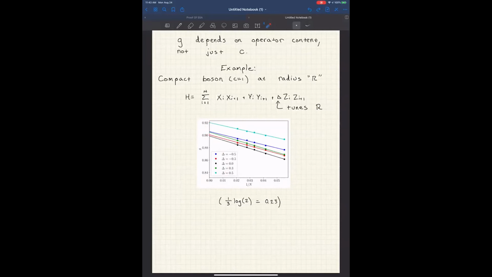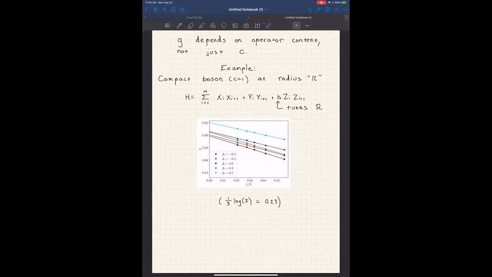There's not a big difference. You can see they all extrapolate to around 0.9, but within the precision here, we can see that indeed they're extrapolating to slightly different values of G. And incidentally, C/3 log 2 is a much smaller value, 0.23. So from this, it seems like G must be a rather interesting quantity. It's universal and depends on the entire operator content.